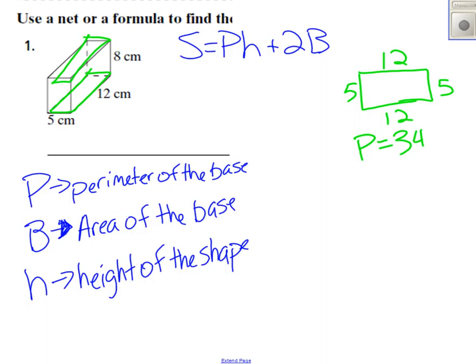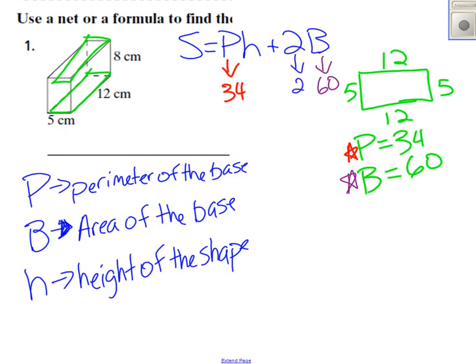Okay? And then we look at the area, which is base times height. If you forget, you go back to the formula chart and look for area of a rectangle. So 12 times 5 is 60. Once we have the perimeter of the base and the area of the base, we have more or less everything we need to find the surface area. So we're just going to substitute these two numbers into our formula. Capital P is 34. Capital B is 60.